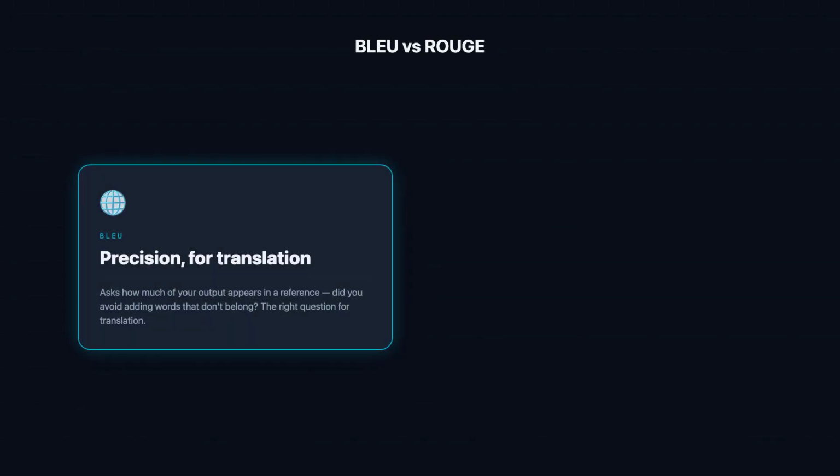The fastest way to get Rouge is to line it up next to BLEU, because they're mirror images of each other. BLEU leans on precision. It was built for translation. It asks how much of your generated output actually appears in a reference. Did you avoid adding words that don't belong? That question makes sense for translation, where a faithful rendering shouldn't invent extra content that isn't in the source.